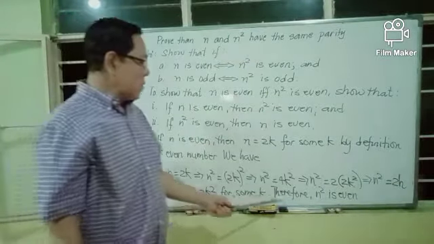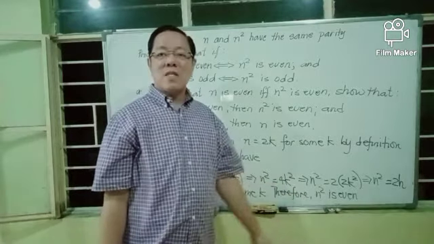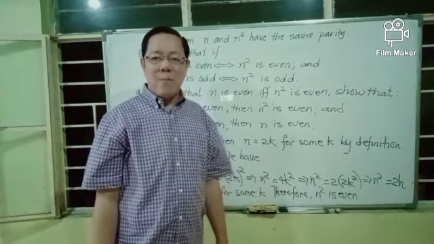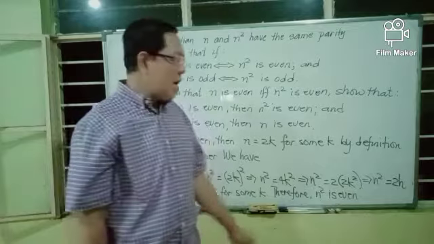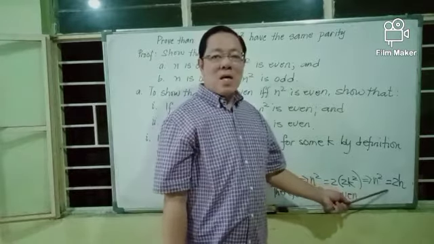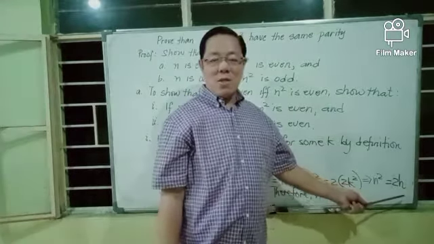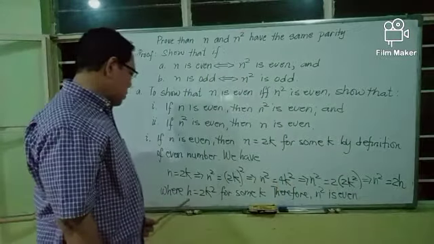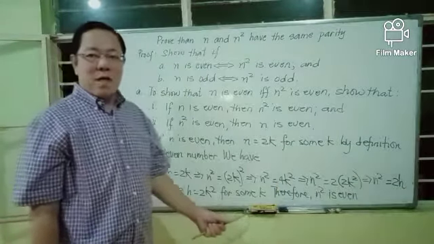We therefore conclude that n squared is even. That's by definition of even number, because we are able to write n squared as the product of 2 times h, where h is equal to 2k squared for some k.